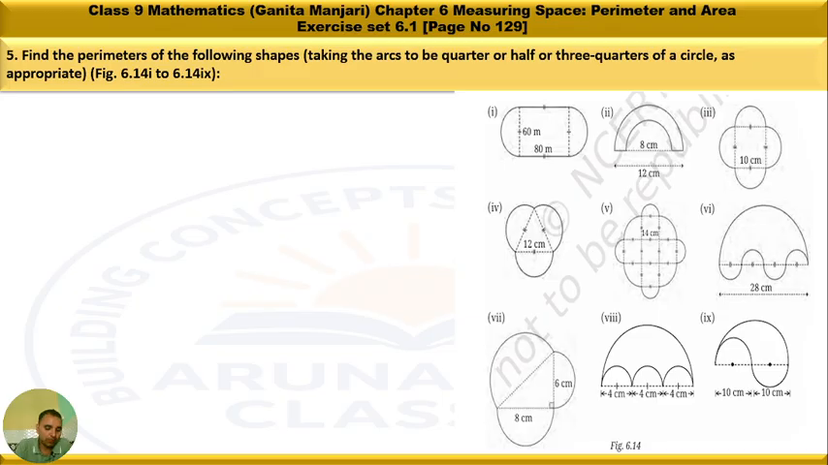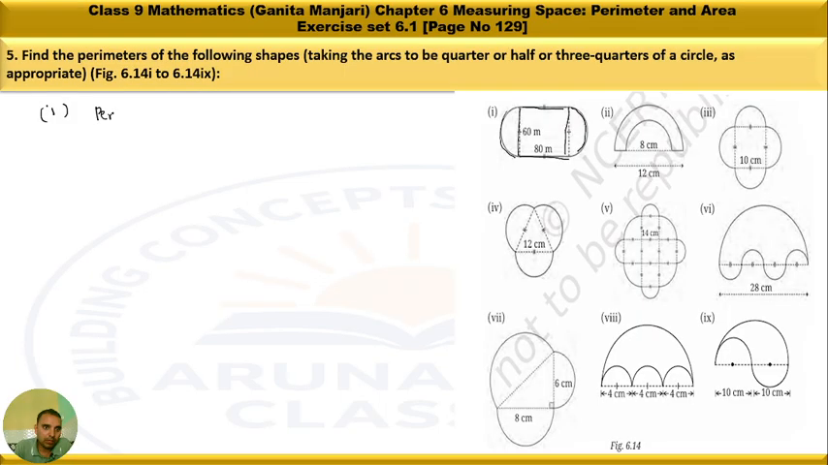So let us take the first one. The first one is here, a shape is given. So in this shape we can see that this is the diameter of this semicircle, and this is the diameter of this semicircle. Here it is a straight length and here also a straight length. So we need to find out the perimeter of the shape.